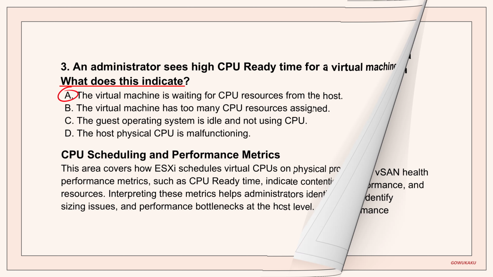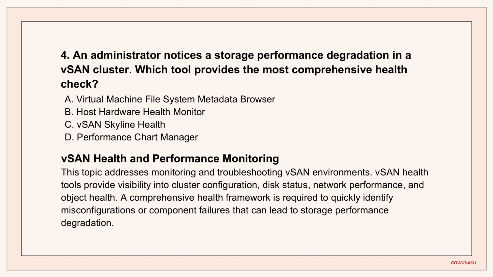You got it. So let's move from compute constraints to storage, which is usually the next bottleneck. If an admin sees some serious storage performance degradation in a vSAN cluster, what's the one diagnostic tool that gives the most comprehensive, holistic health check? You'd need something that's purpose-built for that kind of distributed architecture, right? Which means you're turning to the built-in feature, vSAN Skyline Health. Exactly. But why is that the definitive starting point? I mean, couldn't I just look at the raw IOPS numbers or latency on a disk?